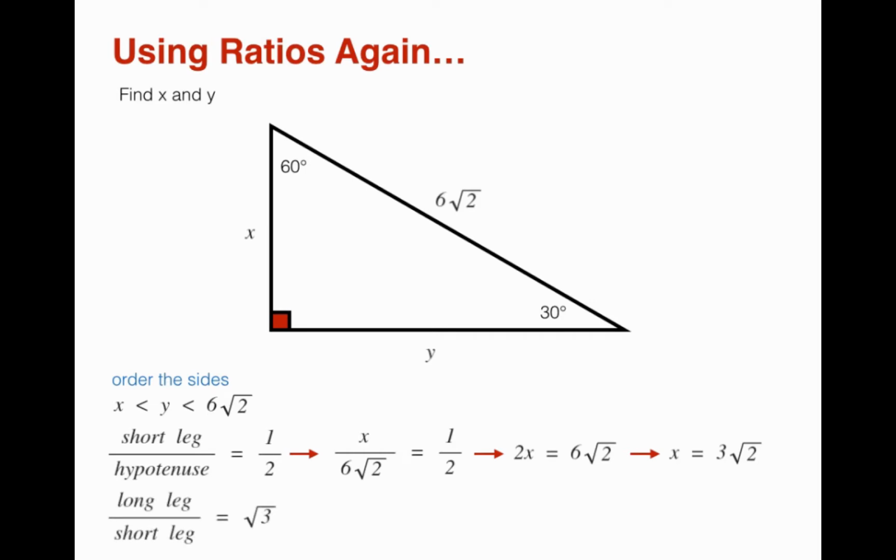Now let's use this fact. The long leg divided by the short leg will be the square root of 3. This means that y divided by 3 square roots of 2 is equal to the square root of 3. Cross multiply. This means that y is 3 square roots of 6.